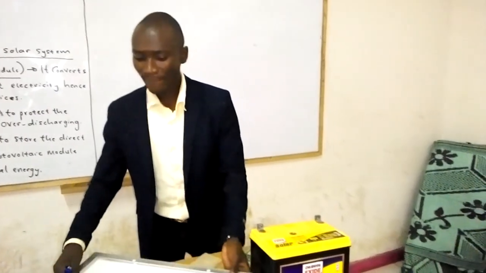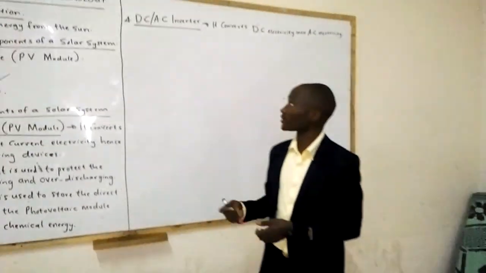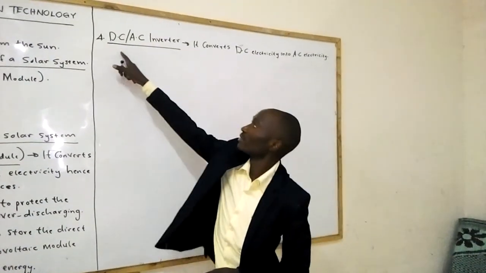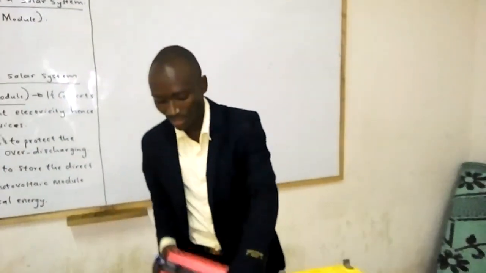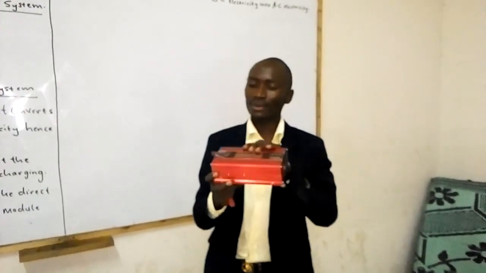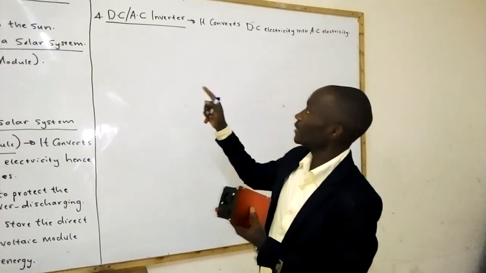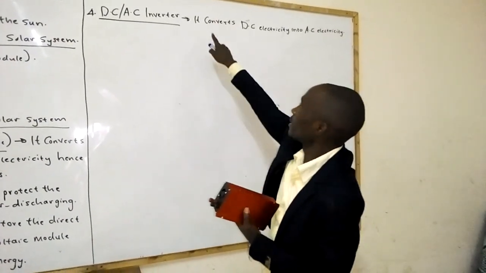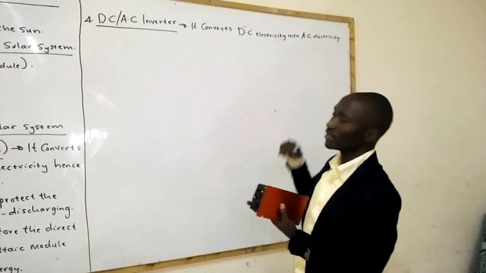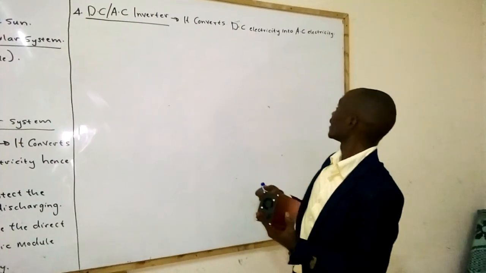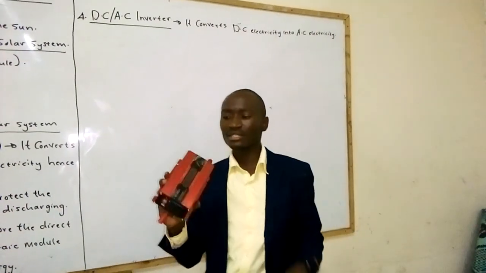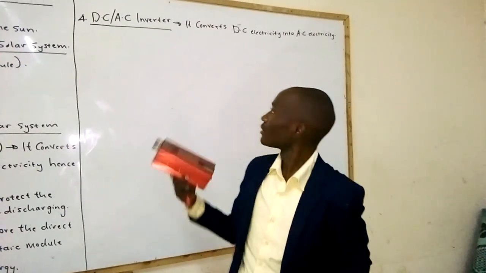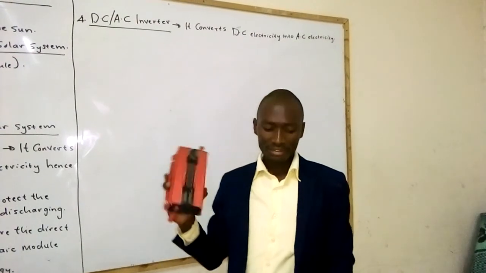The other major component, which is the last one in the solar system, is the DC to AC inverter, and the DC to AC inverter is this one. Basically, the DC to AC inverter converts the DC electricity into AC electricity. So that is the function of the DC to AC inverter.